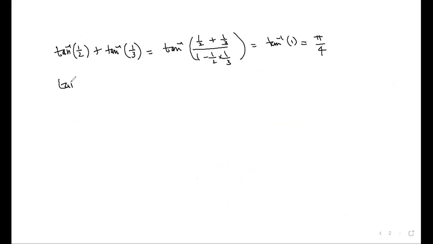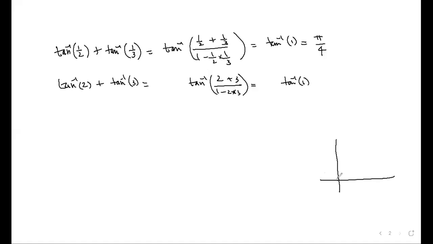But if you do tan inverse 2 plus tan inverse 3, now what happens is, if I calculate by the old formula, 2 plus 3 upon 1 minus 2 into 3, the denominator will be negative. This will give you tan inverse of minus 1. But you can easily see that it's not possible. Tan inverse 2 is this angle. Tan inverse 3 is this angle. If you add both, it should come in this quadrant. Therefore, this formula is wrong.